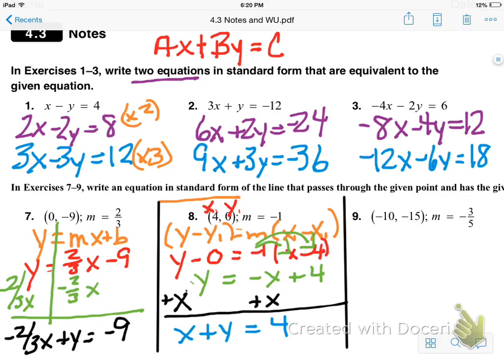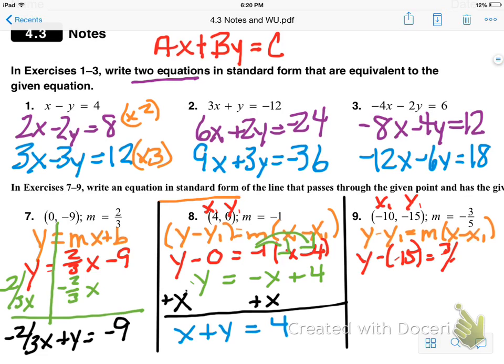Number 9, let's see. We've got the same situation. I don't know my y-intercept, but I do have a point and a slope. So I am going to start off with point-slope form. And I always encourage everyone to write the formulas out. It just helps when you start substituting it back in. So I've got y minus, and if you need to mark them, mark them, so I've got y minus a negative 15, which is going to change it to a positive.